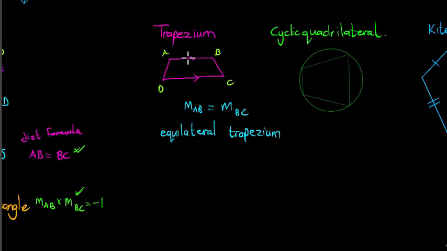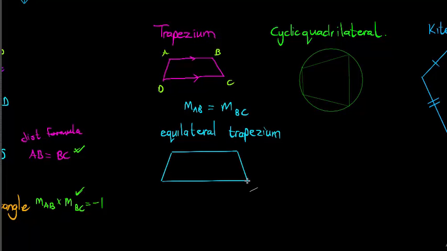Equilateral trapezium. An equilateral trapezium would mean that the two sides that are not parallel are equal. So let's draw an equilateral trapezium. These two sides will be equal.